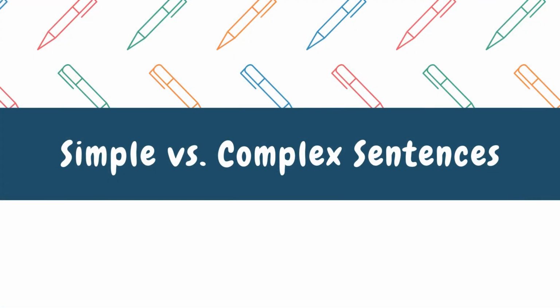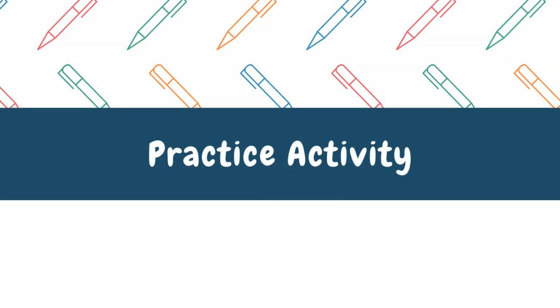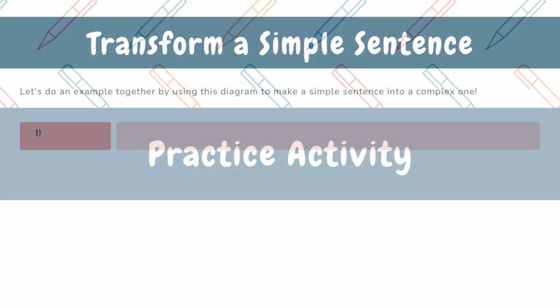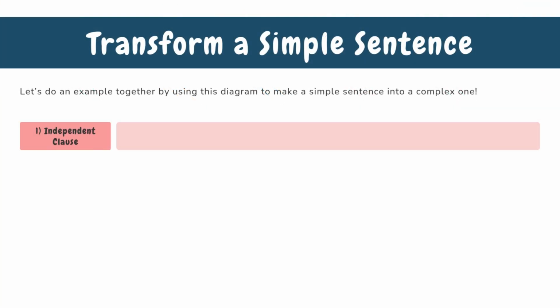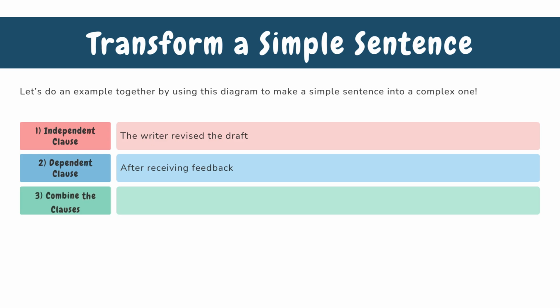Here is an example of how a simple sentence can become a complex sentence by adding more detail. The cat slept. After the cat slept, it chased the mouse. We're going to do another example together. First, we'll start with our independent clause. The writer revised the draft. Next, we'll add a dependent clause. After receiving feedback. Last, we'll combine the clauses to form a complete sentence. After receiving feedback, the writer revised the draft.